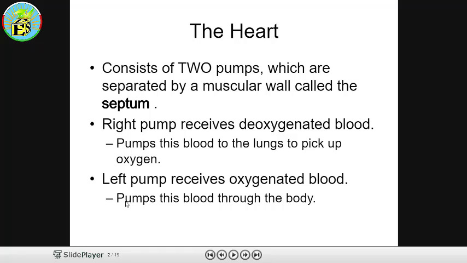Now we will go towards the left pump. Left pump receives oxygenated blood. I will repeat, oxygenated blood. As you know, oxygenated blood means blood with oxygen. So after receiving the oxygenated blood, what will the left pump do? The left pump will pump this blood through the body, because the body needs the blood. So the blood with the oxygen is being pumped by the left pump towards the body. So these are the two pumps of the heart and their function.